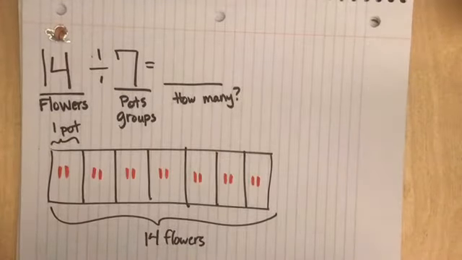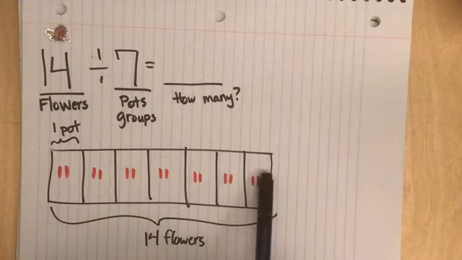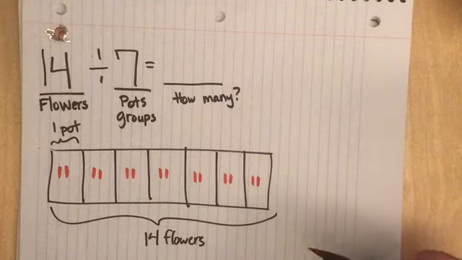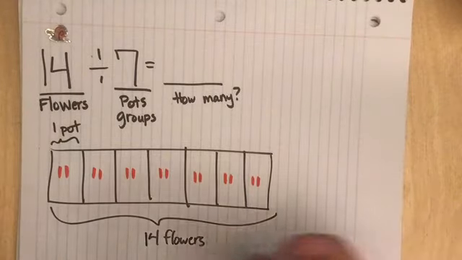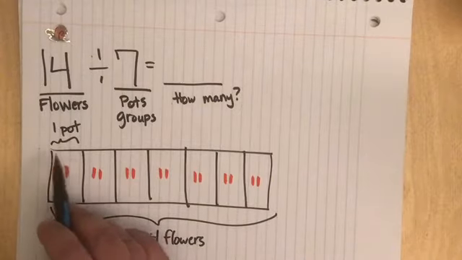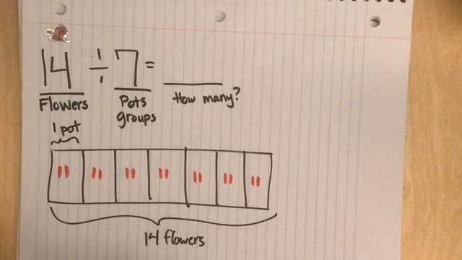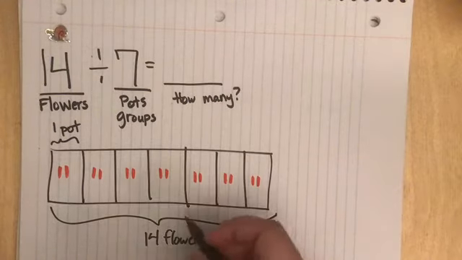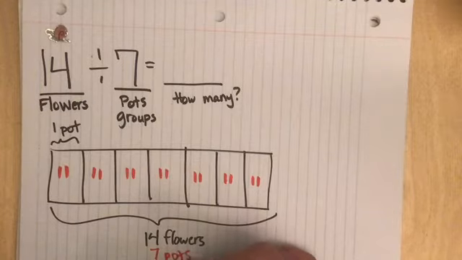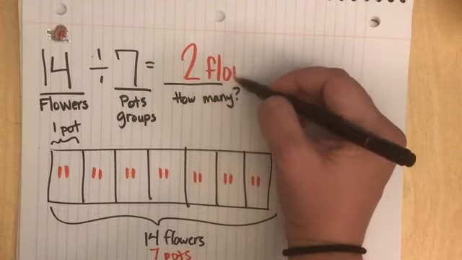Your answer should look something like this. You should have had 7 groups for 7 flower pots, and then you should have handed out the flowers one at a time and shared them fairly or equally with each group. Each of your groups should have 2 flowers in it. You should have labeled one group as being 1 pot, and then you should have shown the total as 14 flowers. And you could also be putting the detail of 7 pots down here. And then your answer is 2 flowers go into each pot.